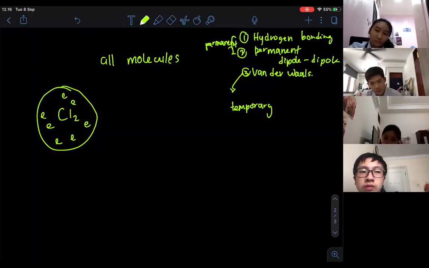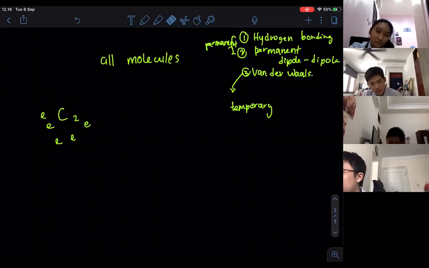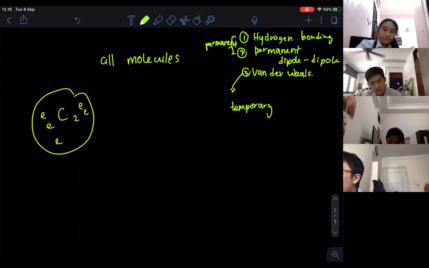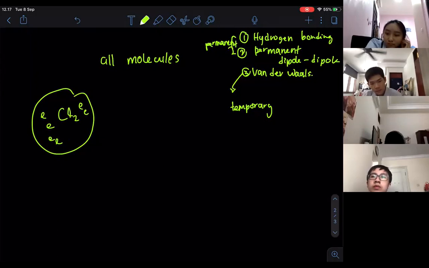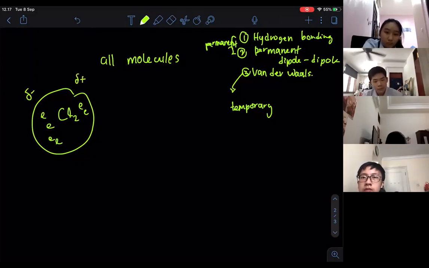When you take the picture, at that point of time, there is a possibility of having a lot of electrons at one side compared to the other side. There will be this kind of possibility because they are moving around. At that moment, when you took the picture, this is delta negative and this is delta positive. Now, a temporary dipole will come about.